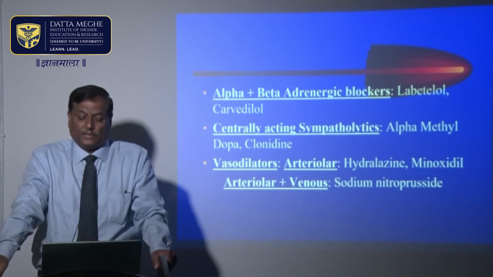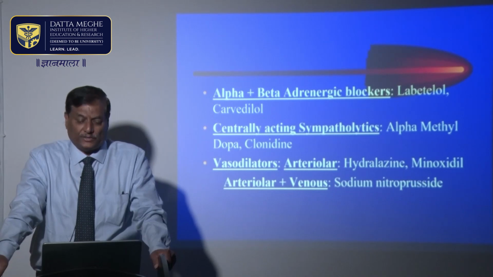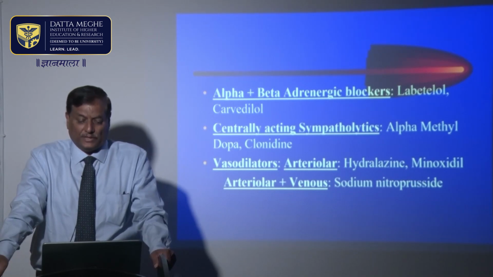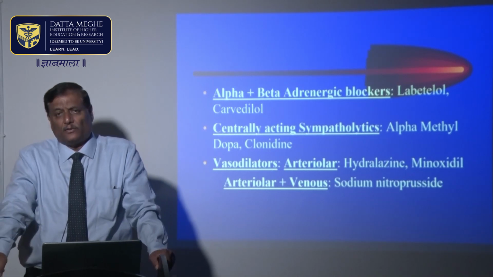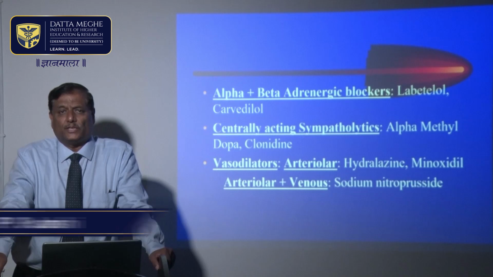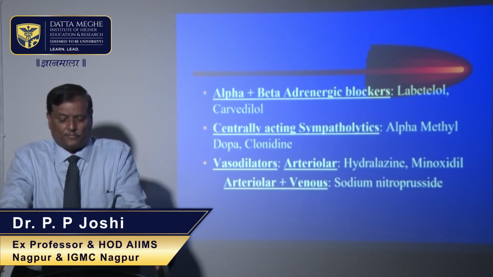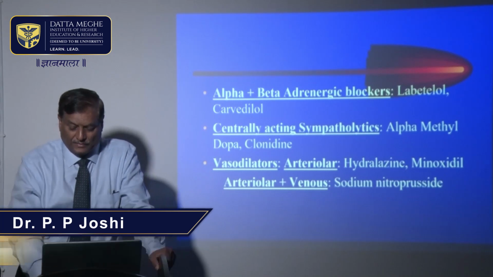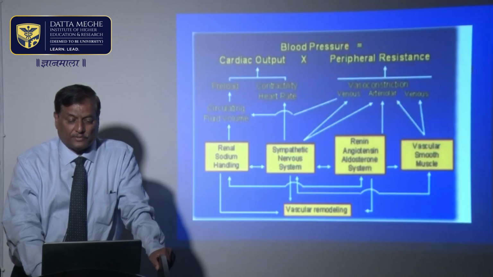And there are drugs which act both on the arteries and veins and cause arteriolar as well as venous dilatation, like sodium nitroprusside. Now, sodium nitroprusside is again a drug which is used in hypertensive emergencies in the intravenous form, as a slow drip. So, these are the various classifications of drugs available in the market for antihypertensive medications.